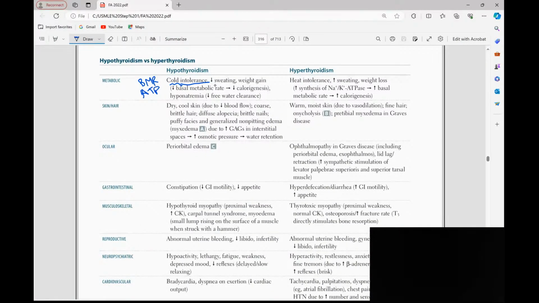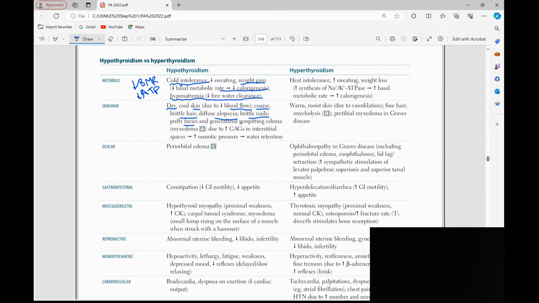So ATP generation is there, that is keeping our body warm, feeling okay, and there will be no sweating. Since BMR is also less, ATP is also less, so weight gain. Here it is decreased basal metabolic rate and decreased calories. Also remember hyponatremia. So they will have dry, cool skin due to decreased blood flow, coarse, brittle hair, alopecia, brittle nails, puffy face.